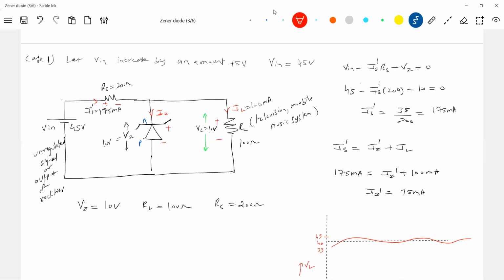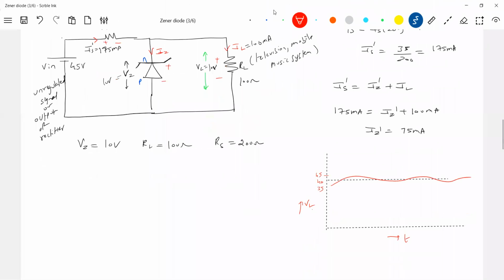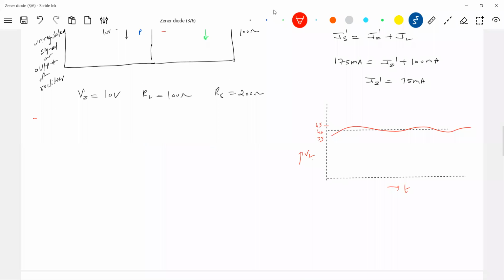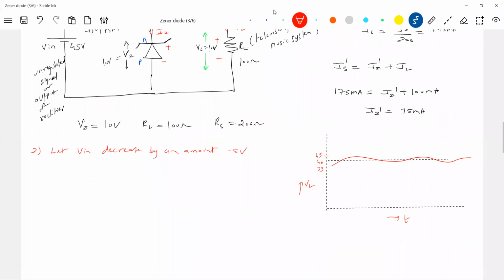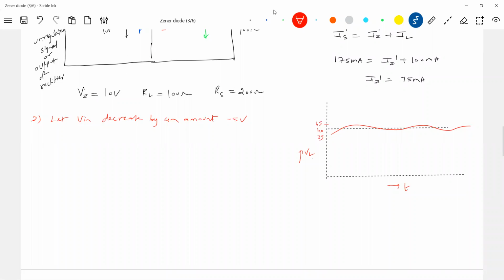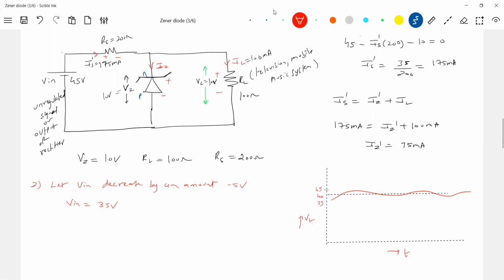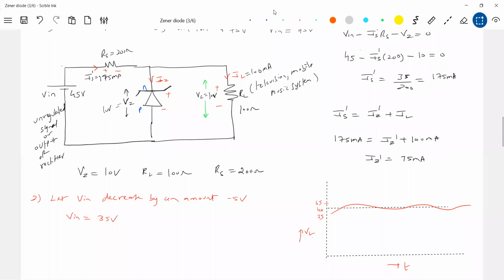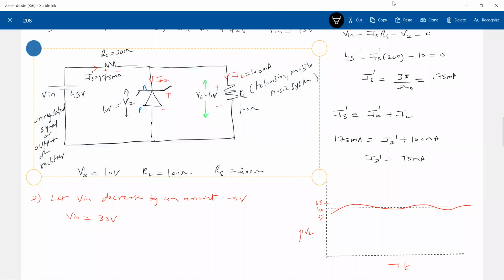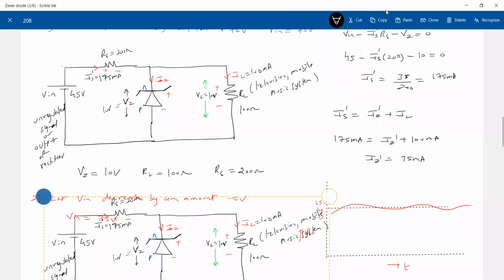Okay, let Vin decrease by an amount of minus 5 volt. Second case. Minus 5 volt. So Vin becomes 35 volt. What changes will it bring in the circuit? All the values are the same. You can't change the Zener diode. You cannot change RS, as they are inside the equipment. Over, finish. Nothing is there.